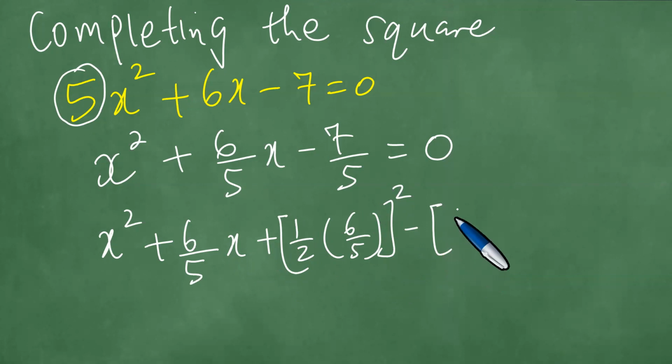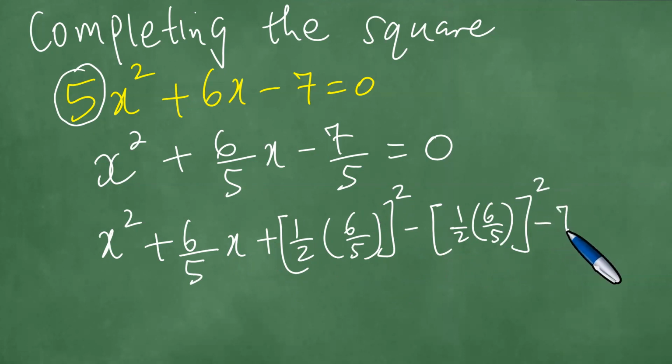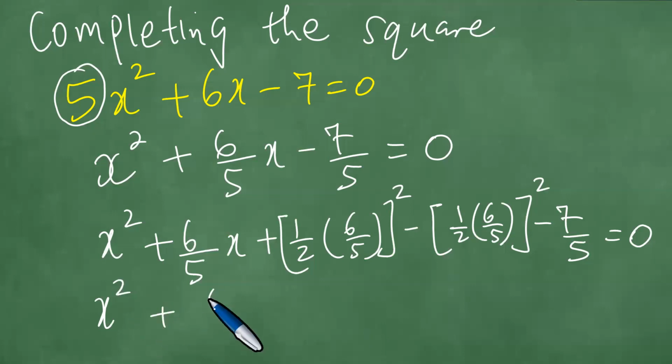We subtract half the coefficient of x. And then we have minus 7 out of 5, and the result is what? Is 0. Okay? So this is x squared plus 6 out of 5 x. Okay, at this point, what then do you do here?